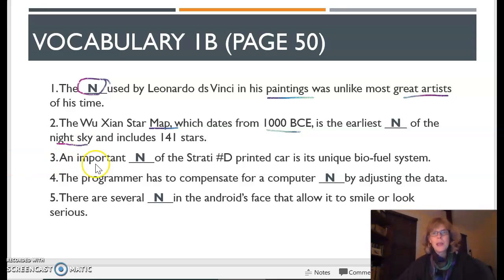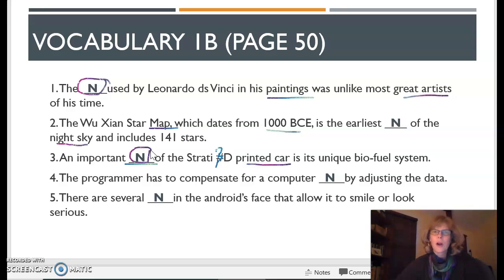We're going to look at number 3, an important something of the 3D printed car. Sorry, this number should be 3. Talking about this 3D printed car, we're talking about an important part. And what's a word here that means part? If you guessed component, you're right. Component means a part of this car.